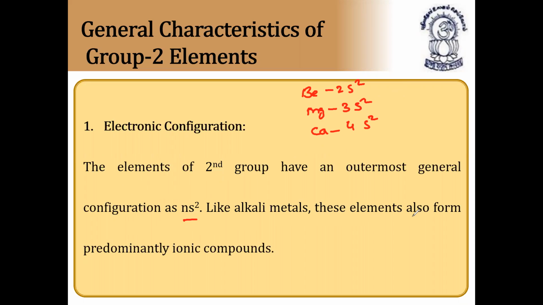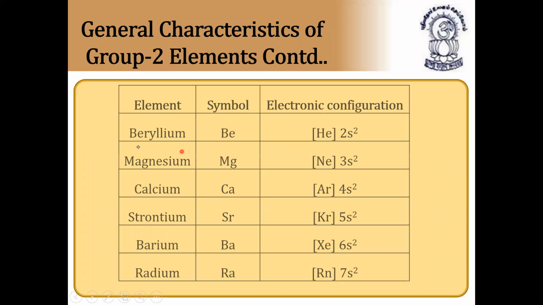Like alkali metals, these elements also form predominantly ionic compounds. Except for a few compounds of beryllium, all other compounds are ionic. Beryllium is helium 2s2, magnesium is neon 3s2, then calcium, strontium, barium, and radium. All these elements have the general outermost configuration ns2, so they have two electrons in the valence shell.